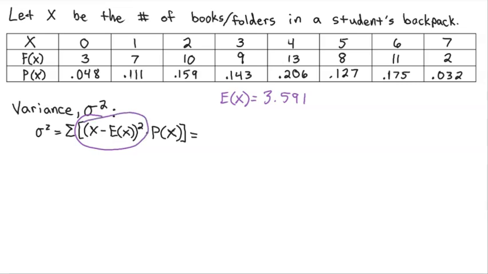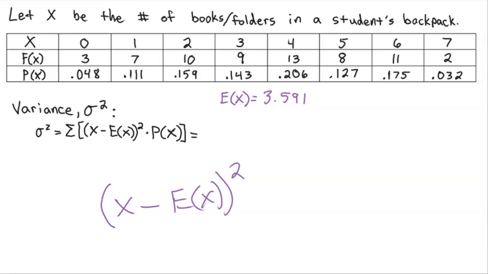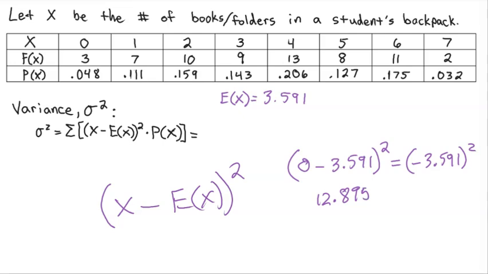But let's look closely at this piece right here. This is saying parenthesis x minus the expected value and then squared. So what we're doing is we're going to take each number, like 0, we're going to put a 0 here, then subtract the expected value, 3.591, then take that number and square it. So for example, for 0, we're going to do 0 minus 3.591, then square that number. And if we did that, this would wind up being negative 3.591 squared. And now if we put that in a calculator, we wind up with 12.895281. Now notice I did not round this number.